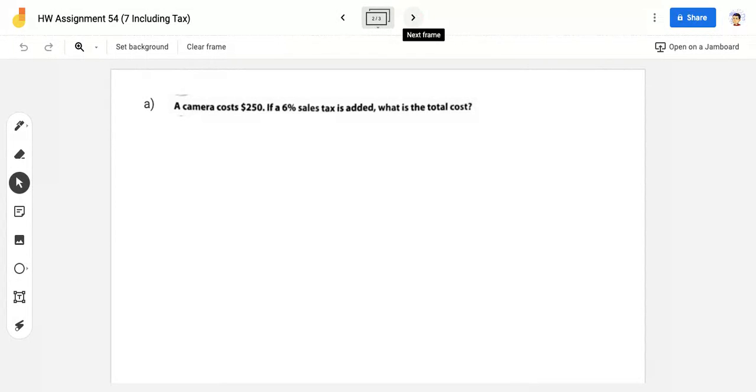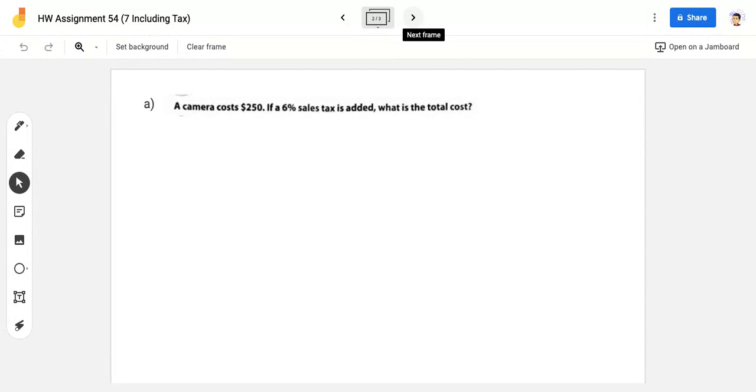So two problems that we're going to see, and we'll be building on it when we start to get to discounts, markups, and whatnot. A camera costs $250. If a 6% sales tax is added on, what is the total cost? In order to figure this sales tax, we need to find out what 6% of 250 is, and then we're going to add that on to that original price of $250. That's a pretty simple explanation of how a tax works.